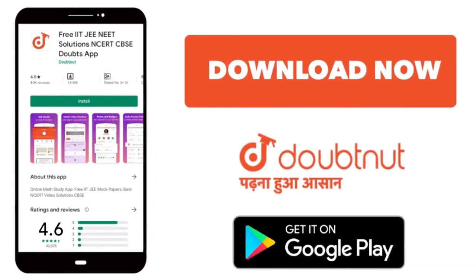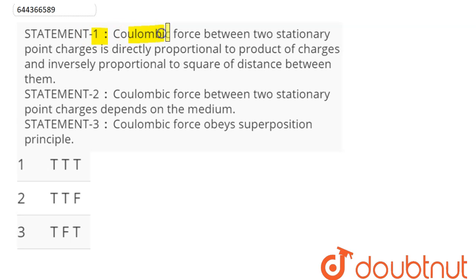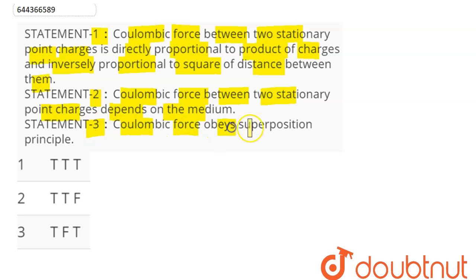Statement 1 is Coulombic force between two stationary point charges is directly proportional to the product of the charges and inversely proportional to square of distance between them. Statement 2 is Coulombic force between two stationary point charges depends on the medium, and statement 3 is Coulombic force obeys superposition principle.